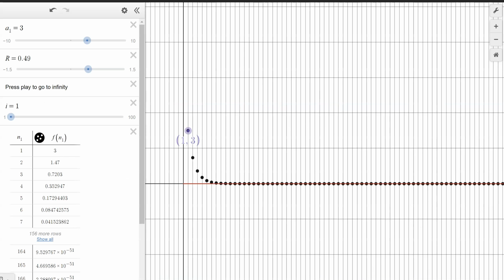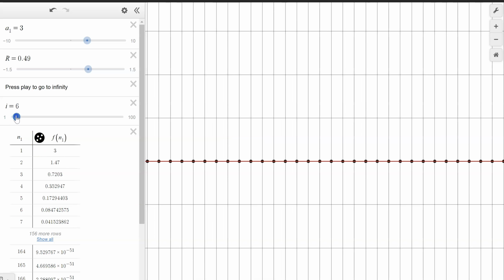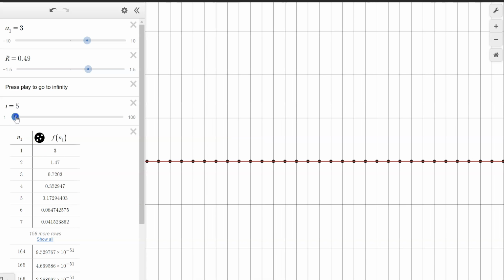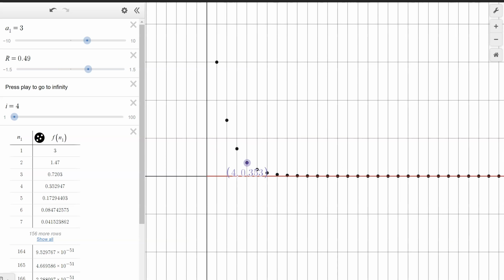So it's like this. I've got this little general term going on here. If I plug in 1, my first term would be 3. I plug in 2, my second term is 1.47. 3, it's 0.72. Let me zoom in a bit so you can see this. And then 4 is 0.353.